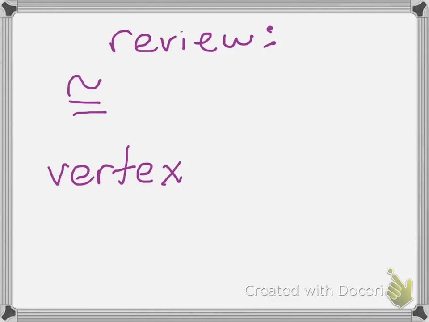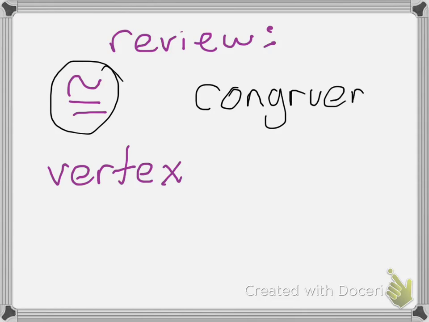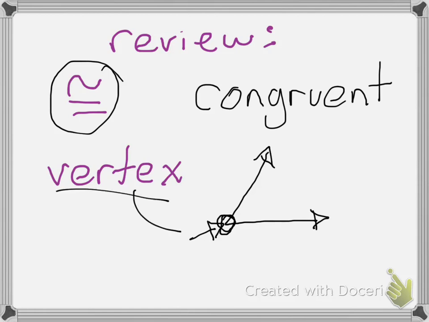First, let's do a quick review. What does this symbol mean? Do you remember? It means congruent. And congruent means that it's the same. If it's a side, it's the same length. If it's an angle, it's the same angle measure, same degrees. And vertex, remember vertex is that point right there. That's where the center of an angle is. And an angle is just where two rays meet each other at that vertex right there.